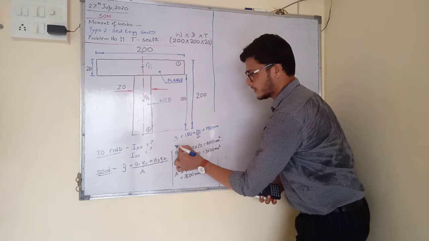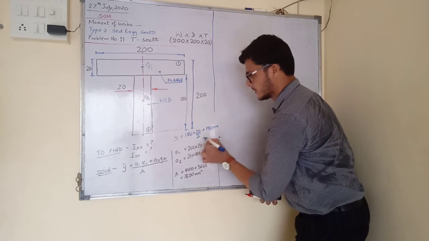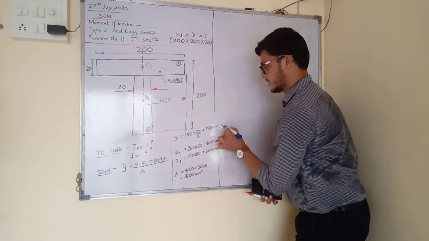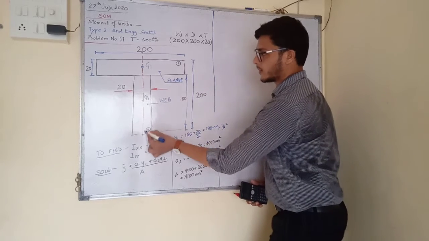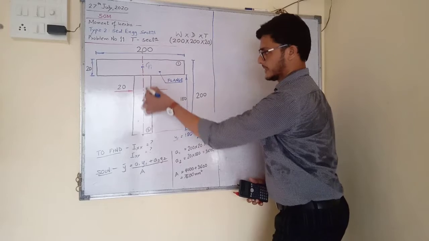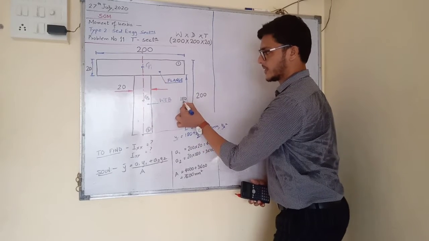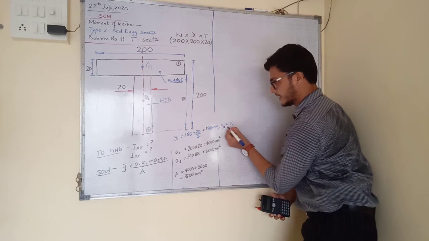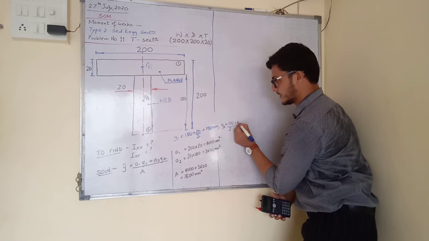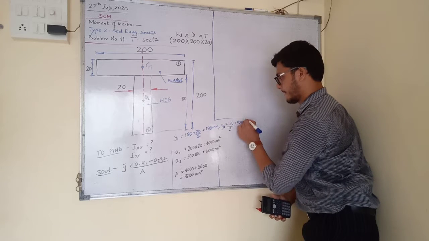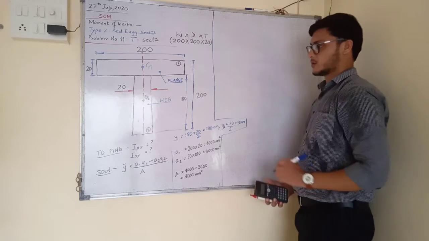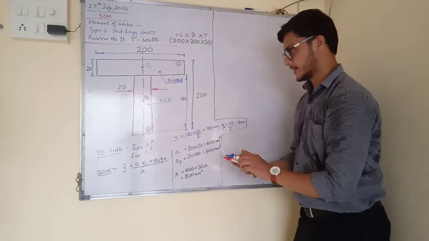Similarly, y2 will be how much? y2 will be equal to, from bottom to G2. So bottom, this is rectangle of 180, depth is 180, so it will be half of 180. 180 by 2, that is 90 millimeter. So I have all the values. Now I'll substitute and get the value of y bar.